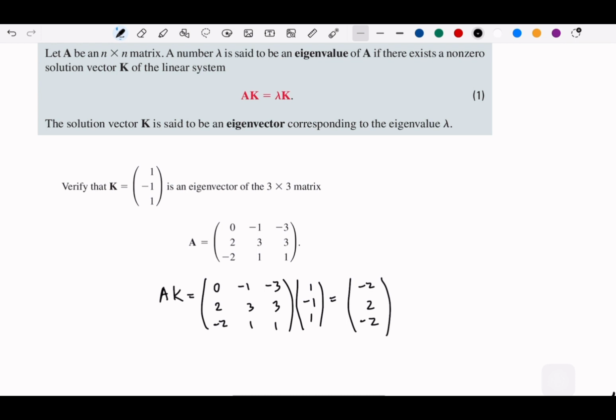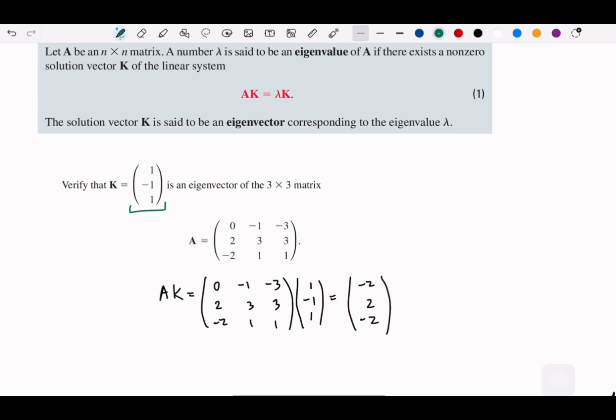And then from here, since we know that we have the eigenvector here, we can factorize the scalar. We can factorize 2 or negative 2 to make it into 1, negative 1, 1. Now this number negative 2 is our eigenvalue within the definition, okay, with our definitions.